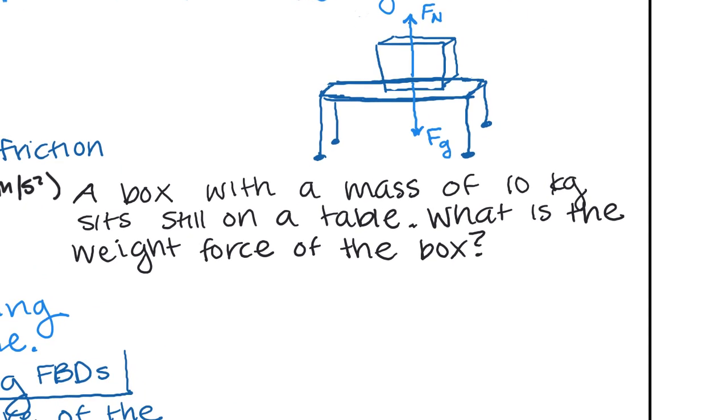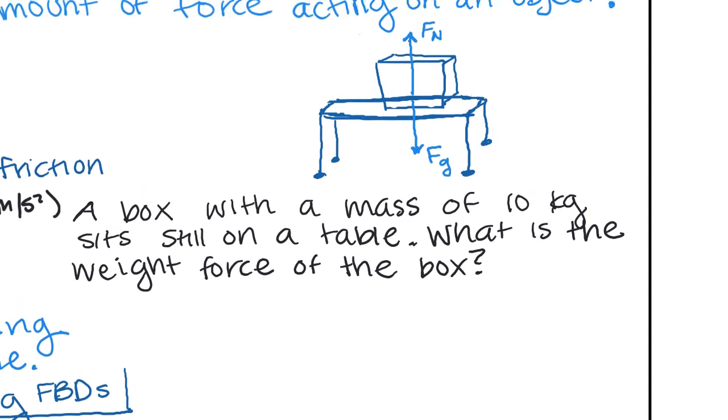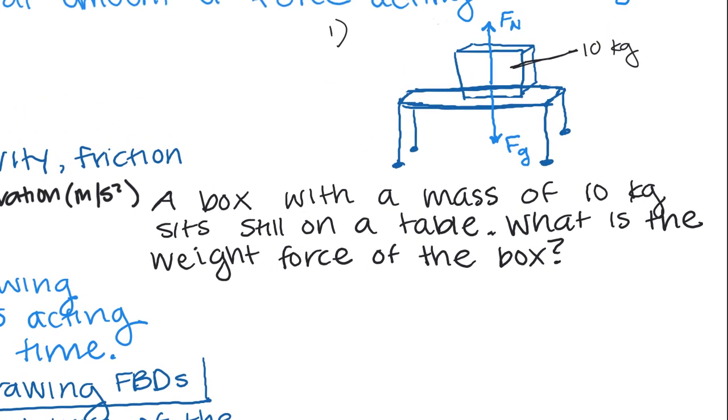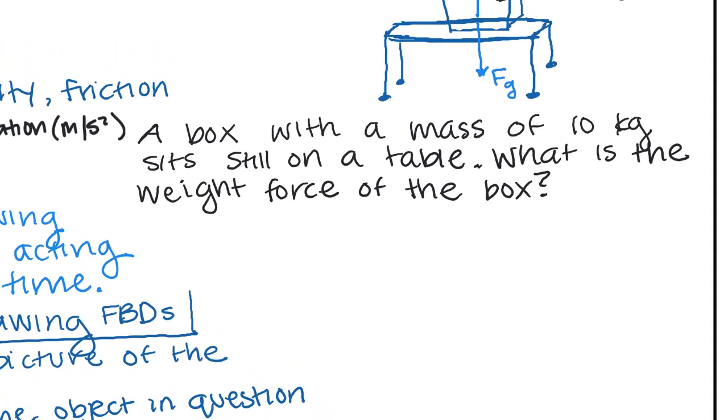Okay, all right. So here is our picture. That is step number 1. Remember, step number 1 for solving any physics word problem is to draw a picture. And I'm also going to label this box as 10 kilograms, meaning its mass is 10 kilograms. Okay, so that is step number 1, to draw a picture.